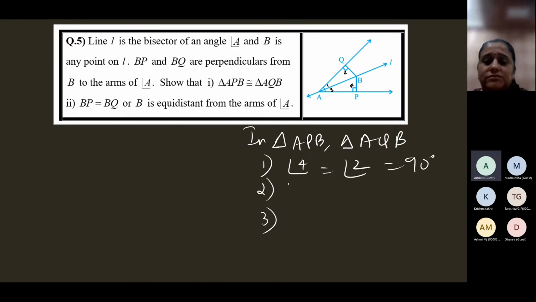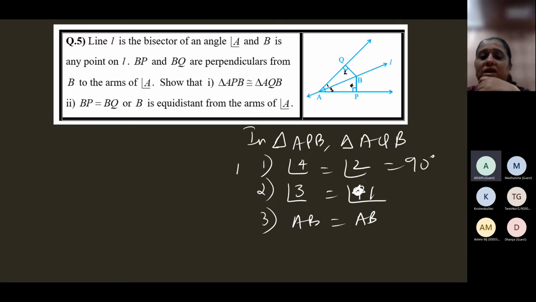Then angle 3 and angle 4. Angle 3 is equal to angle 4. No, ma'am. Angle 3 is equal to angle 1. Why 3 is equal to 1? Because AB is the bisector of angle A. Okay, correct. And then the third thing. And then AB is equal to AB. So what's the rule? Ma'am, ASA rule, ma'am.